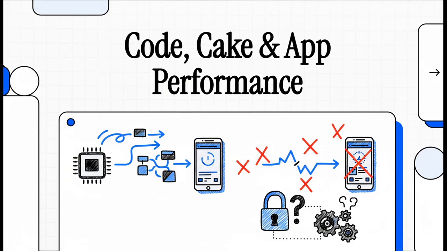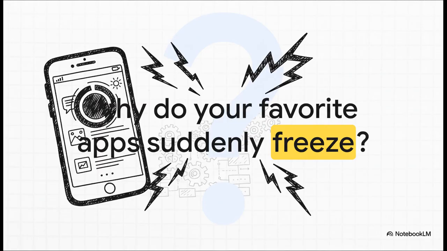Welcome to The Explainer. Today, we are decoding the secret language that decides if your favorite apps run like a dream or grind to a painful halt. And trust me, once you understand these core ideas, you'll never look at the software on your phone or computer the same way again. So let's start with a feeling we all know a little too well.